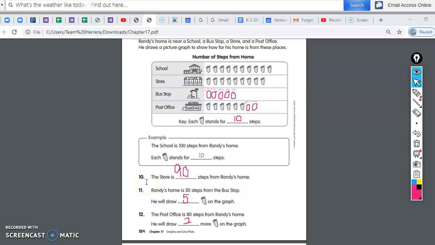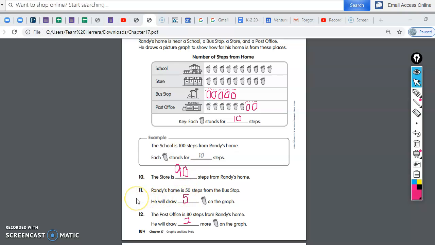We're working on number of steps from home. It says the store is blank steps from Randy's home, so your answer here would come from the store. And you have 1, 2, 3, 4, 5, 6, 7, 8, 9 footprints. And the example here gave us that each footprint stood for 10 steps. So that's how we filled that in up there. So 9 times 10 is 90, or skip count by tens.